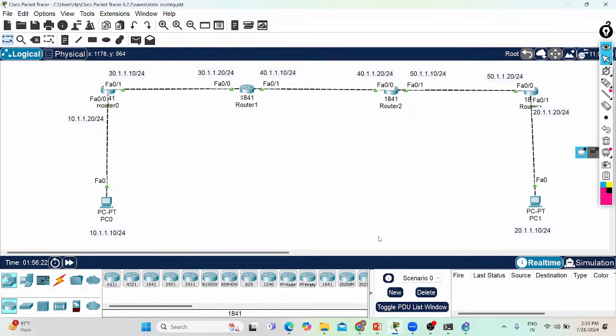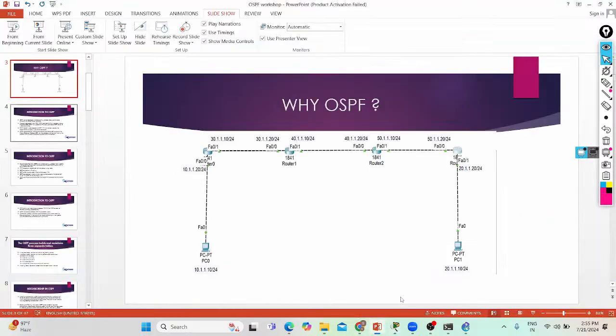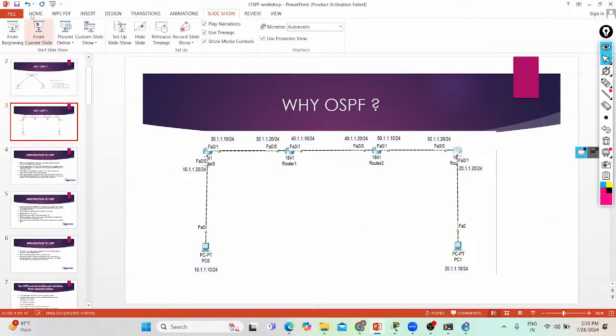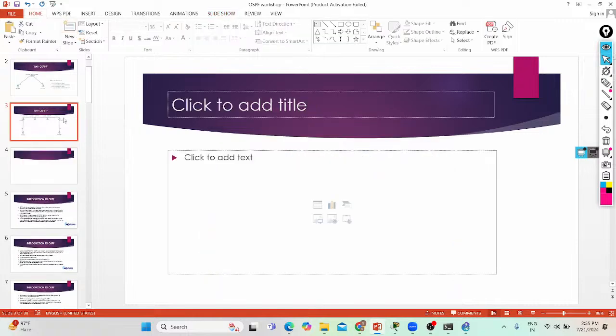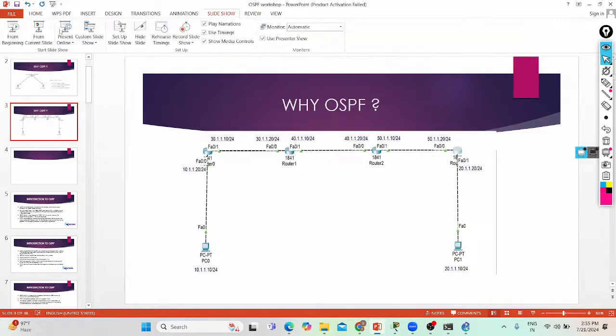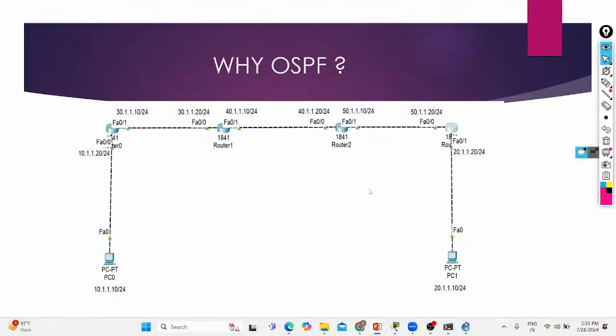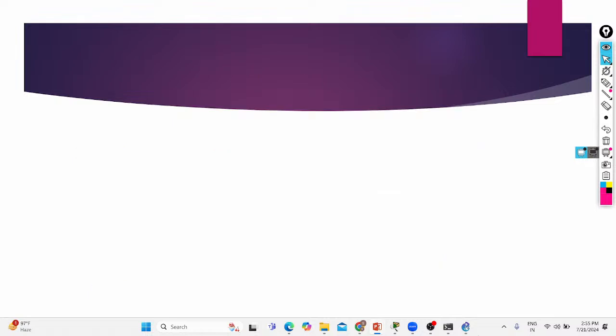When there are thousands of routers, then on all of those routers I need to add the routes manually to the routing table. So for this problem, what do we require? We require dynamic routing protocols. What does dynamic routing say? Let me tell you.